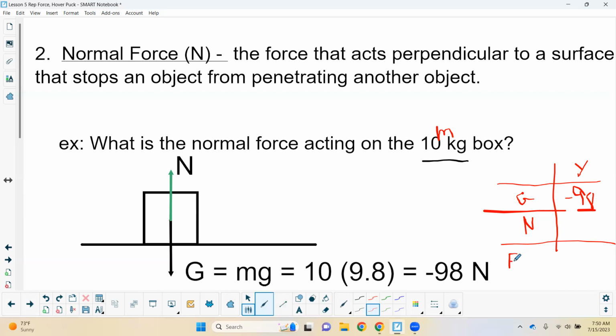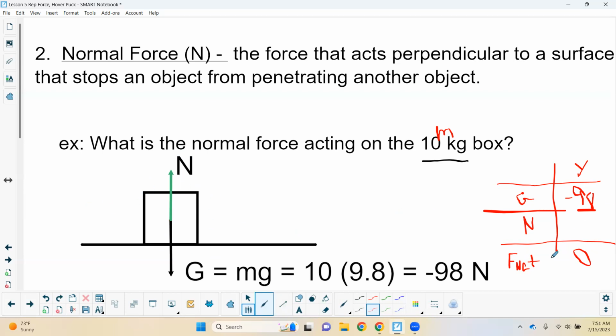Our net force, which is the sum of these forces. So when I put all these forces together, I get my net force, which we talked about when we were describing, say, the broom ball activity or the hover puck example. So that's 98 there. This is 0 because the box is not accelerating upward or downward, it's not changing its motion, it's just staying at rest here.